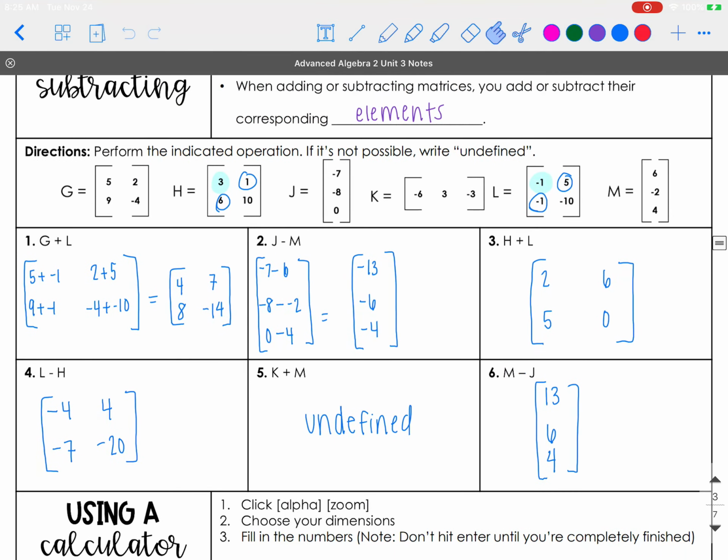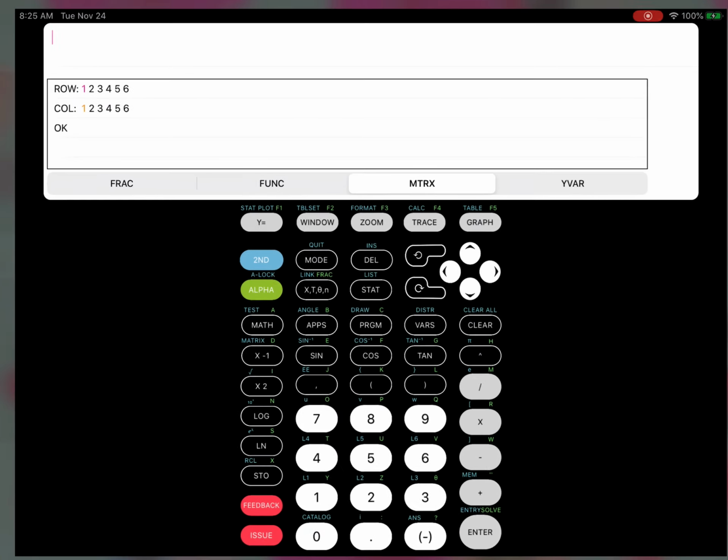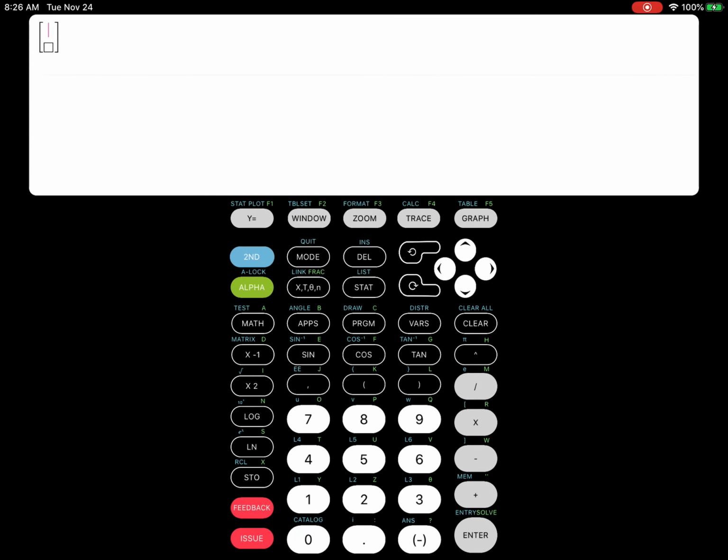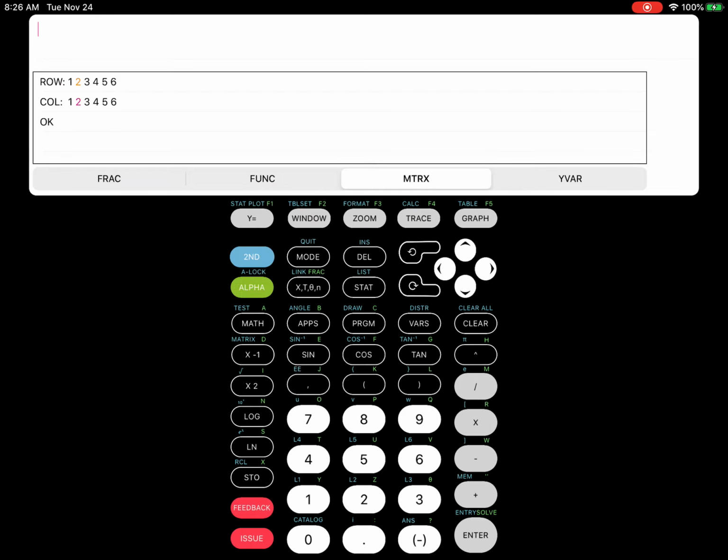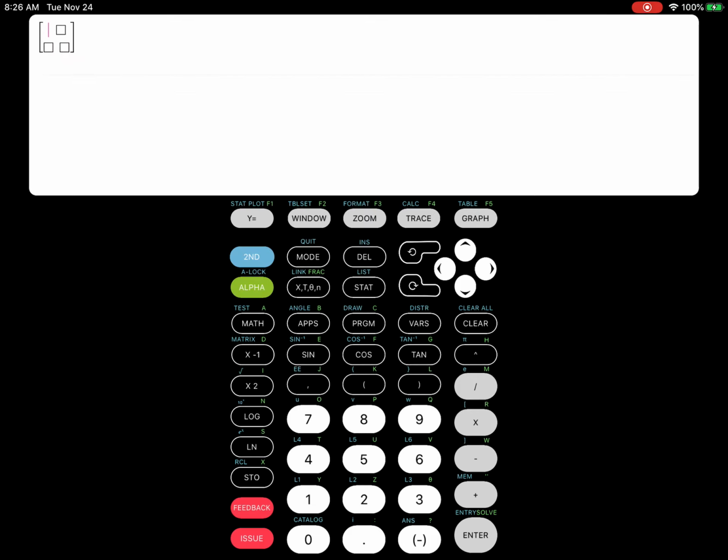So G and L, okay, those are both 2x2s. So I'm going to hit alpha zoom, 2 and 2. And then you would type it in. I don't have the dimensions in front of me, so I'm just going to type in something random right now. 2, 4. And then I would go into minus, and then I would type in another one. Like that. 5, 6, 7, 8. Okay. And hit enter. And it does it for you.